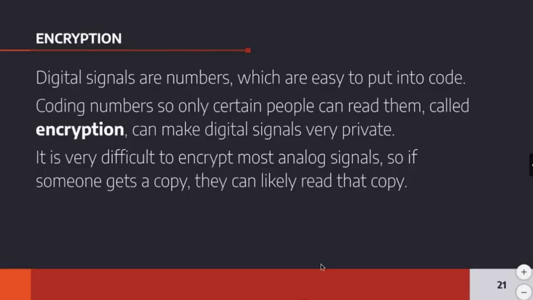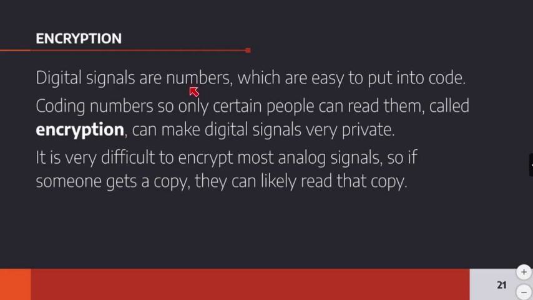A GIF is basically a way of compressing the file. Now, we said digital information is easier to steal. It's easier to hack. In theory, anyone in the world could hack into your phone, no matter where they are. But there is a trick that we can use with digital that we can't use with analog.